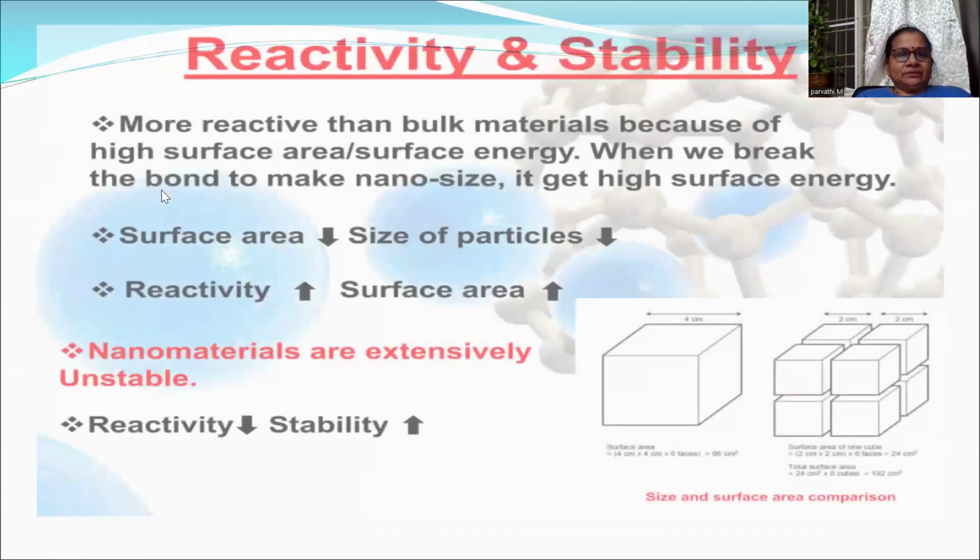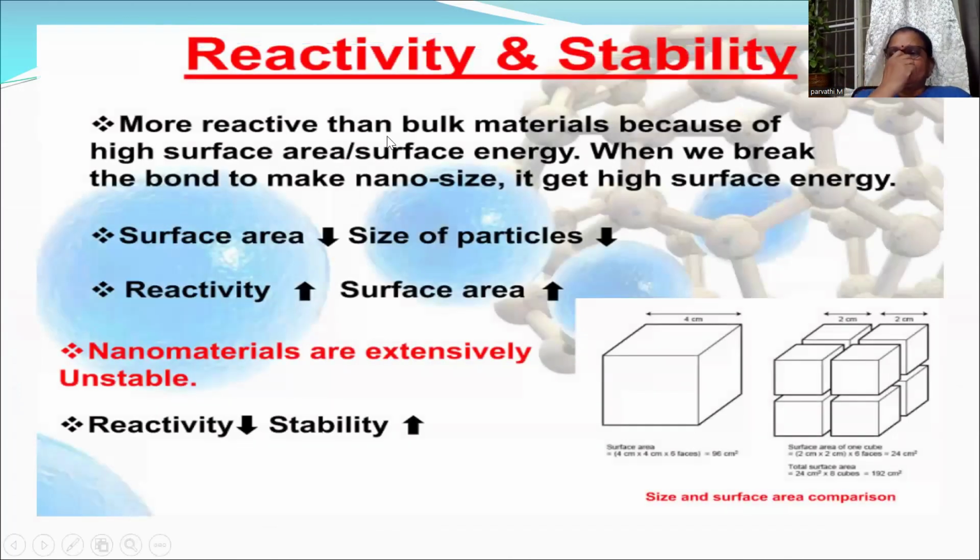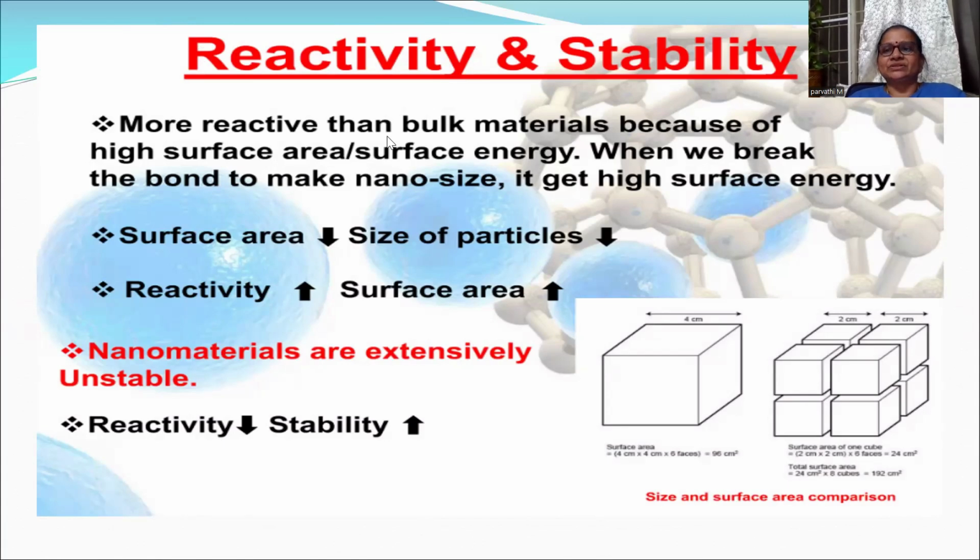This is reactivity and stability. Nanomaterials are more reactive than bulk materials, as we already discussed in magnetic properties and so on. Because of their tiny size they are fast, active materials, and more reactive than bulk materials because of their high surface area or surface energy.